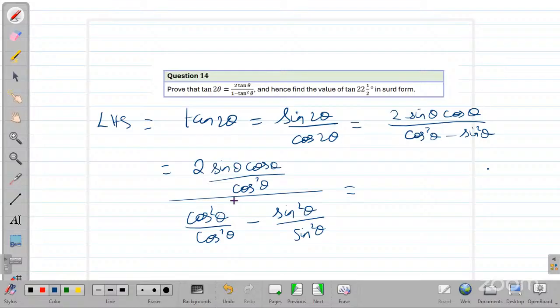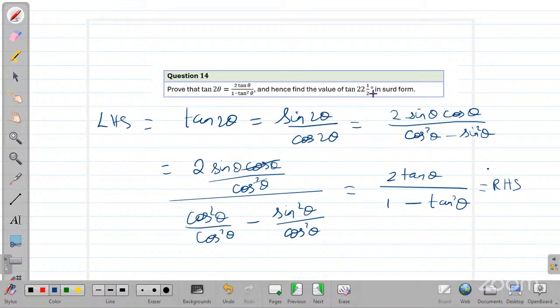Are you able to get the answer? Yeah. Thinking right now. I'm thinking what I need to do here. I'm sorry. The denominator should be cos square theta. I just didn't see that. So it's 1 minus sin square theta divided by cos square theta, which is tan square theta, and this is the right hand side.